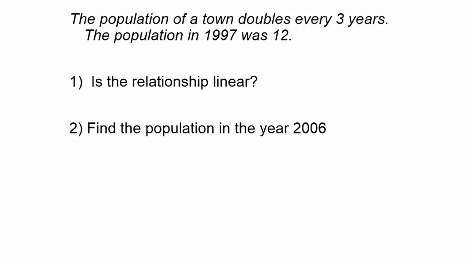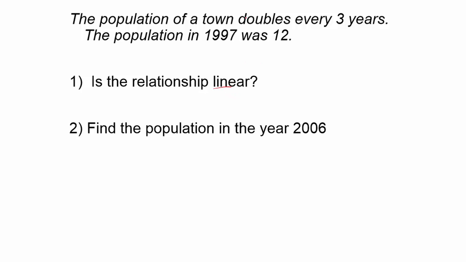So we're going to look at each of these different examples here, and we're going to try and determine: is the relationship linear, meaning does it follow a line, or the pattern that a line would make? And we might have some sort of extending question off of that. So this first one says the population of a town doubles every 3 years. The population in 1997 was 12. So the first question, is the relationship linear?